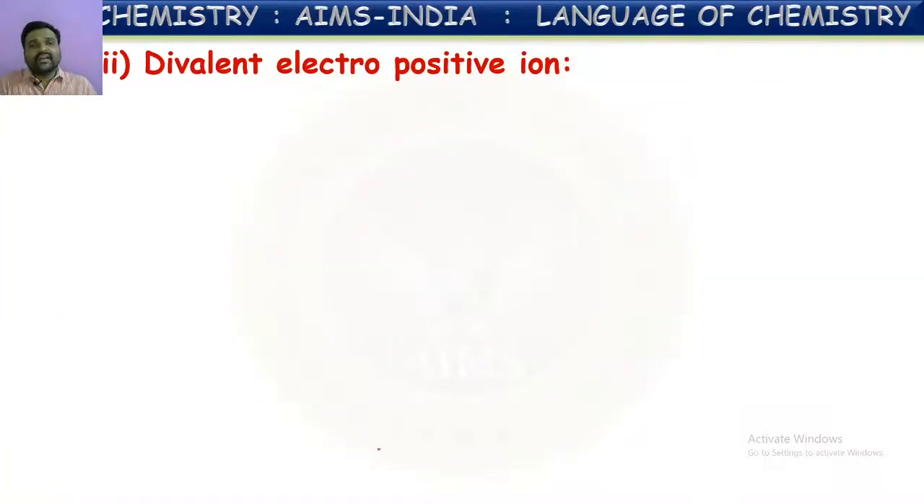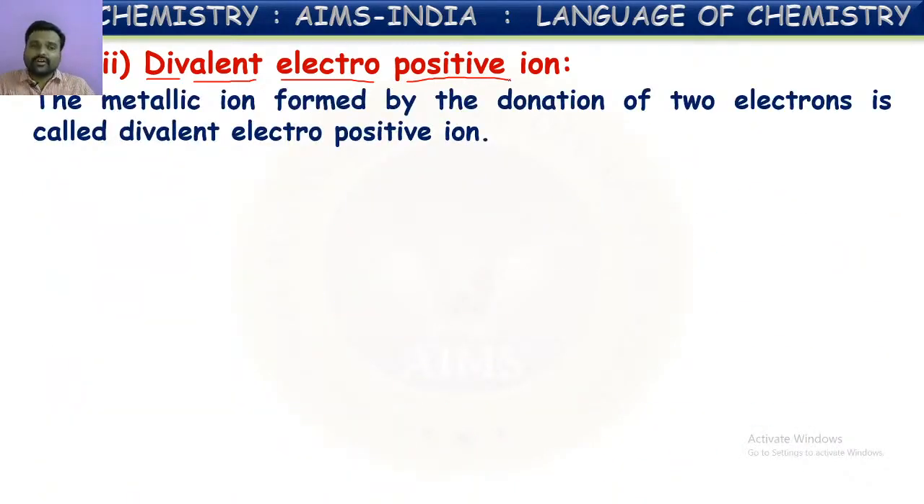Next, divalent electropositive ions. In the name itself, we can identify easily its definition. Di represents two. Valent, the valency or charge formed by the donation of two electrons. So the ions with two positive charges which are formed by the loss of two electrons. So definitionally you can say like this: the metallic ions which are formed by the donation of two electrons are called as divalent electropositive ions.